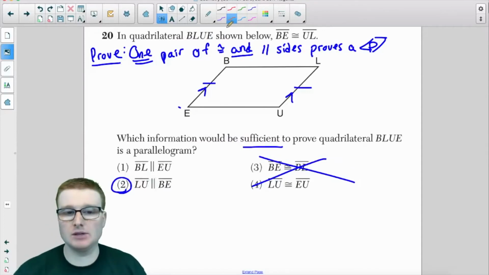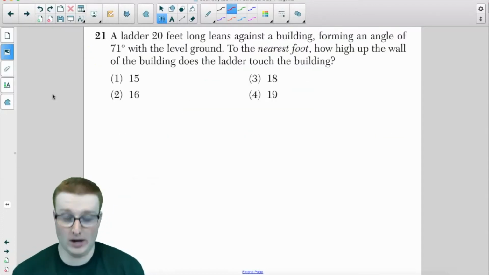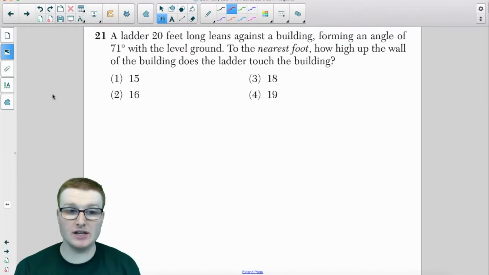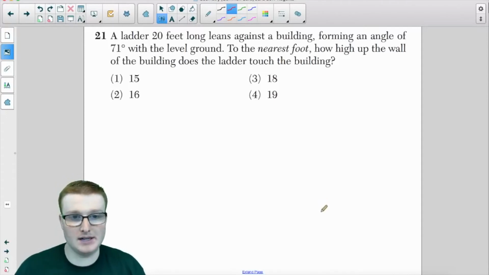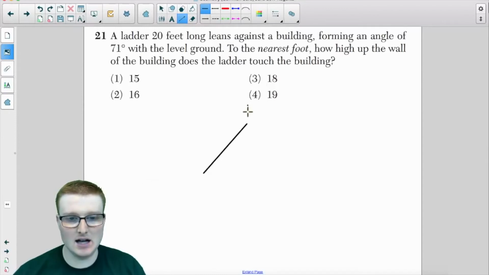All right, almost done with the multiple choice. Here we go. 21. A ladder 20 feet long leans against a building, forming an angle of 71 degrees with the level ground. To the nearest foot, how high up the wall of the building does the ladder touch the building? Okay, so a ladder 20 feet long leans against a building.